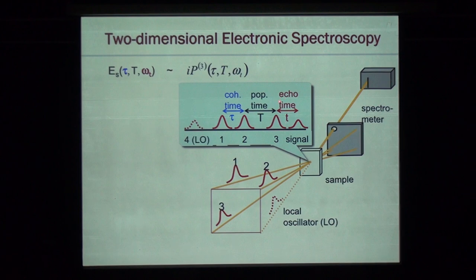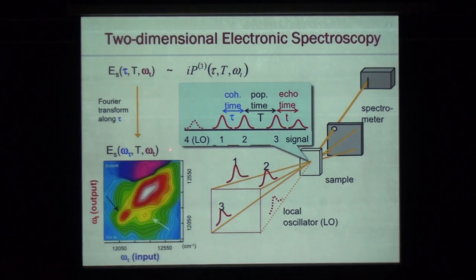So right away you have omega t here. You fix the population time, this time delay, and you can vary coherence time. You scan tau. After you scan tau, you have many, many slices of spectrum. You then Fourier transform them along tau, along this, where you scan. Then you have two frequencies, omega tau and omega t. And this signal resolved at the electric field level gives you a two-dimensional spectrum.